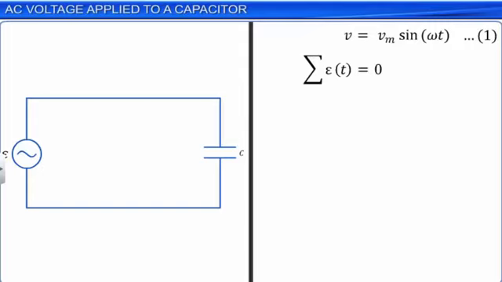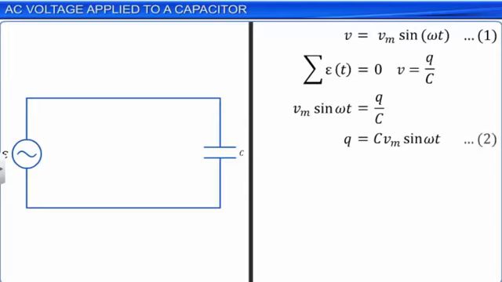As the instantaneous voltage across the capacitor, v, is equal to q/C, we can write equation 1 as Vm sin ωt = q/C, or q = C Vm sin ωt. Let this be equation 2.